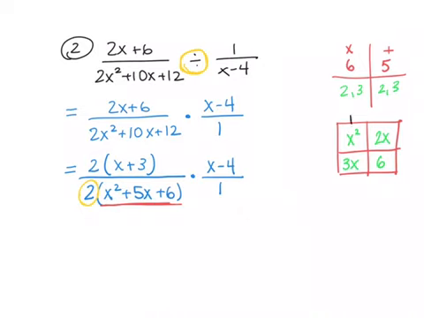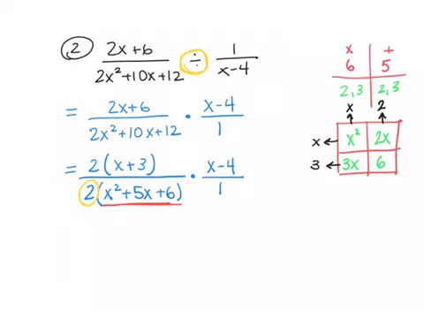So if I look here, x squared and 3x, what do those have in common? They have a common x. Here, 2x and 6, they are both divisible by 2. Looking across now, x squared and 2x, they have a common x. And then here, 3x and 6, they are both divisible by 3.